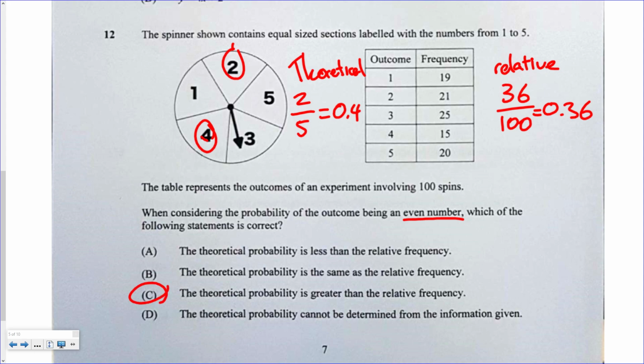It's not D because we can definitely calculate the theoretical probability because we're told that they were equally sized. If we weren't told they were equally sized up here, then we wouldn't be able to find the theoretical probability.